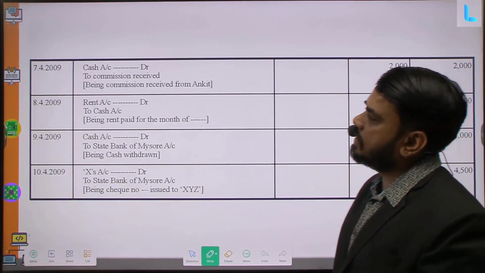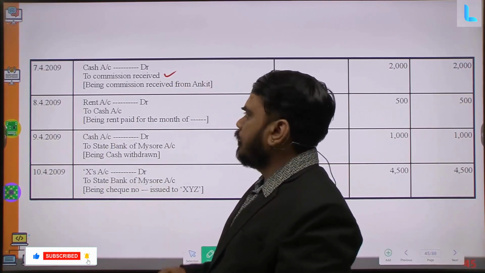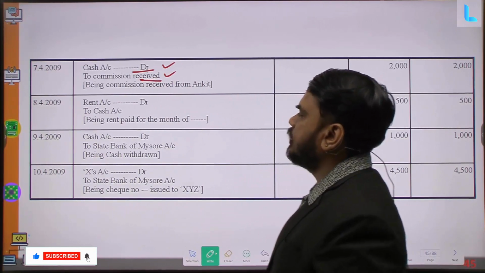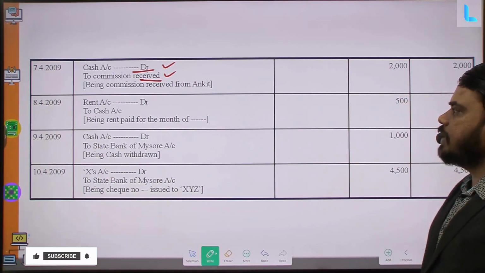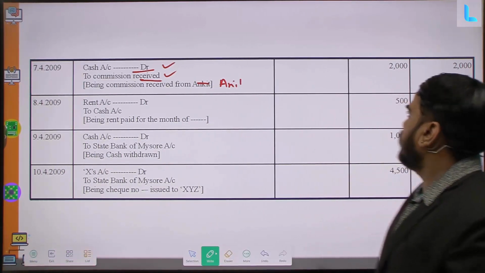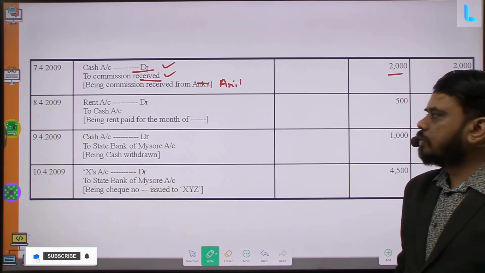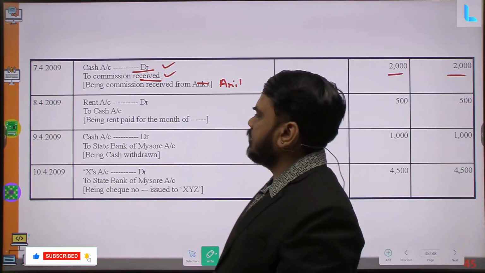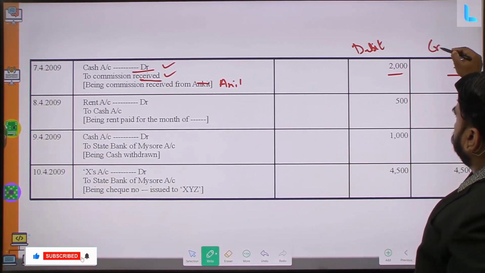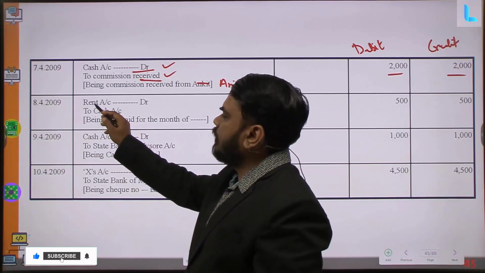Next, similarly, you can see in the next transaction here, we are receiving the commission actually. So we have to debit our cash account here and we have to credit the commission received. So actually commission we are receiving from Anil. Okay. So the amount which we are receiving here is both the sides reflecting 2,000 rupees, debit side as well as the credit side. So in the journal entry format, this is how we have to maintain.